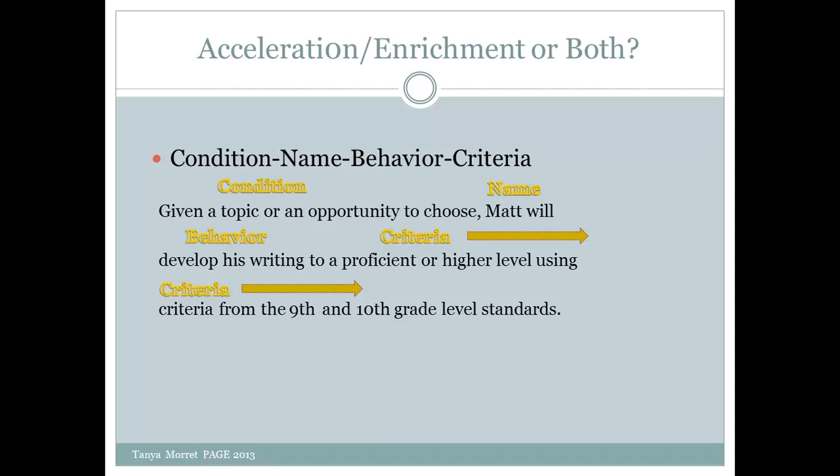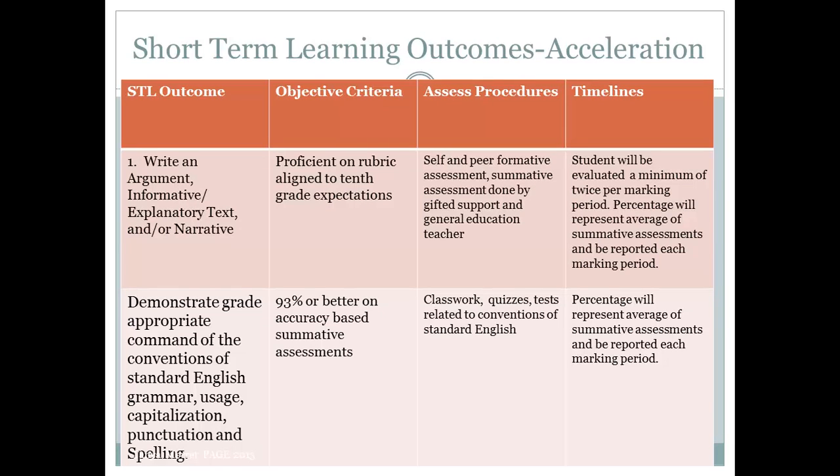Because he's still in 7th grade and we're writing for the 8th grade year, it definitely looks like there's some sort of acceleration going on here, okay? Let's continue. Here is the short-term learning outcome. Again, look, the 3 writing types. Proficient on a rubric to 10th grade expectations. Same kind of assessment procedures. We still have our minimum number per marking period, okay?